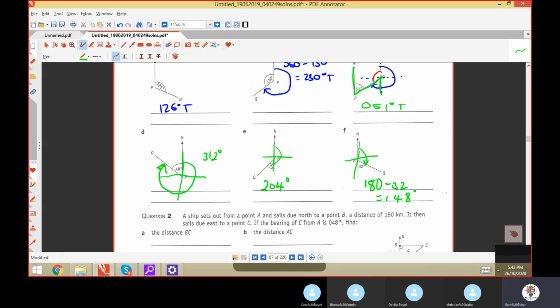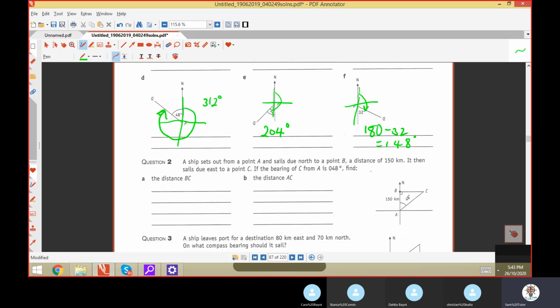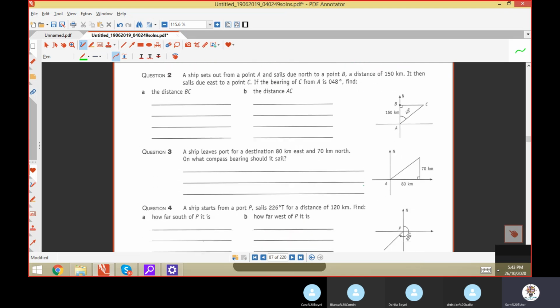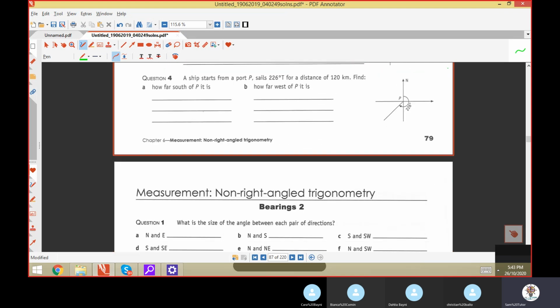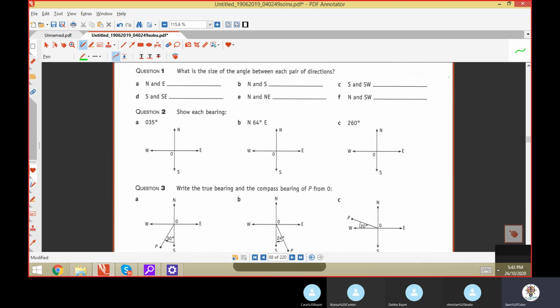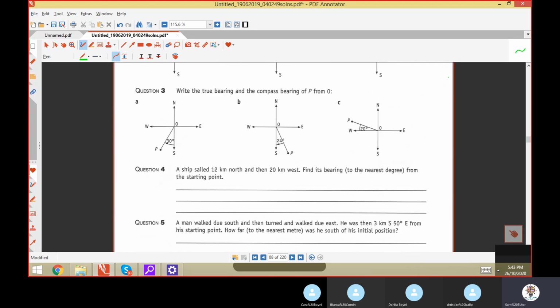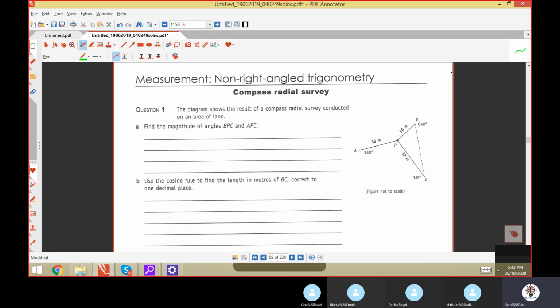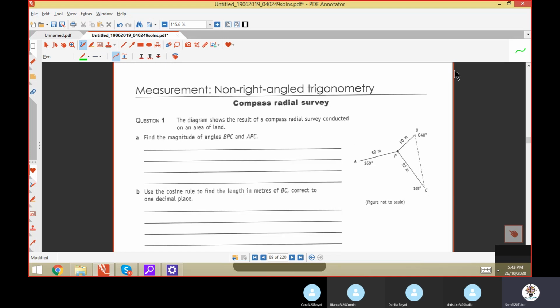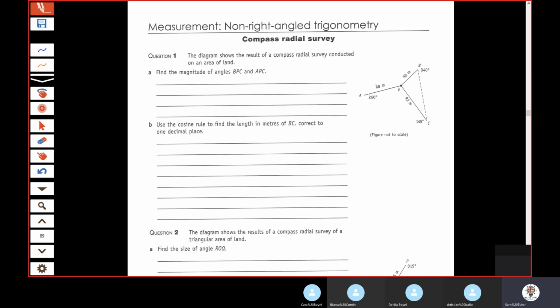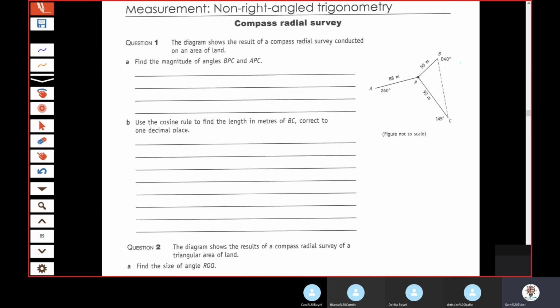Degrees. Easy. Let's move to some harder ones. So bearings number 2. Let's move to these radial surveys. That sounds complicated. I know, but I'll make it easy, so pay attention because it will be in your HSC.